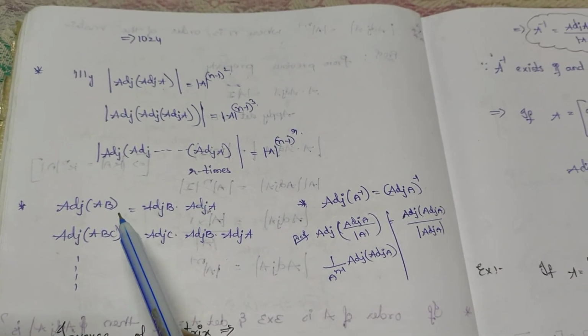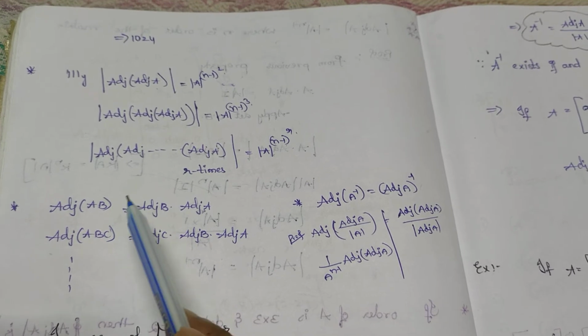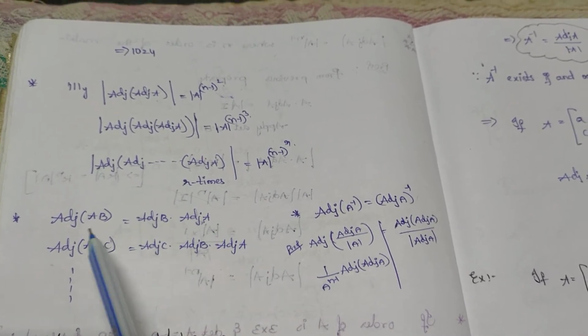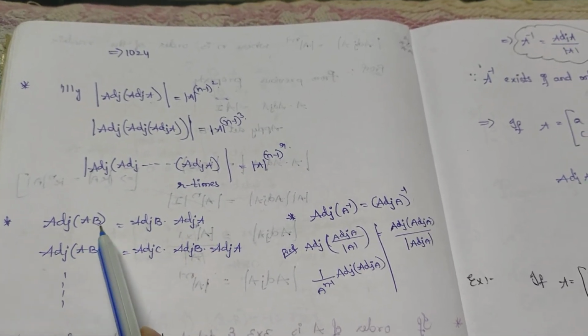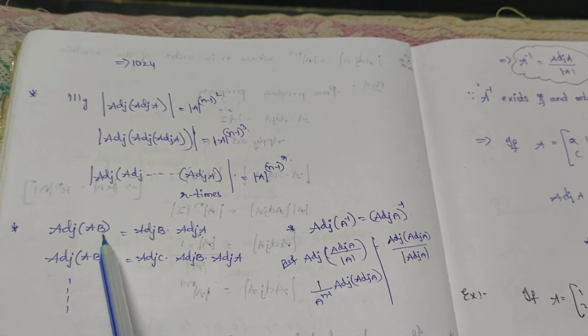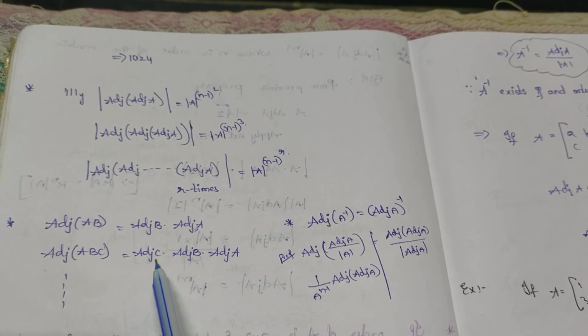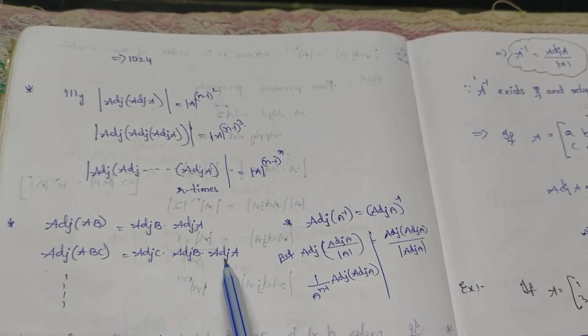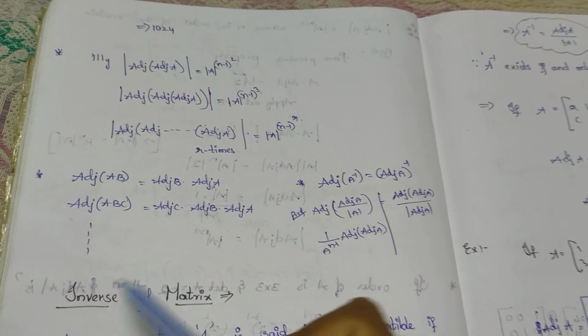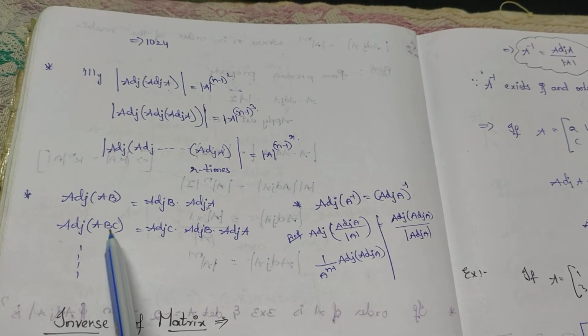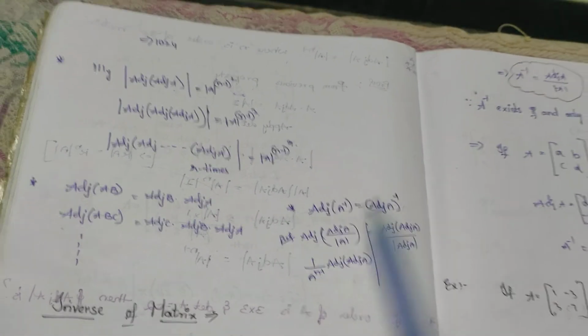Same like (AB) transpose is B transpose into A transpose, no? Same like adjoint of AB is nothing but adjoint of B into adjoint of A. First B matrix, after that A matrix. Next, similarly, adjoint of ABC is adjoint of C, adjoint of B, adjoint of A. Okay, and so on. It is any number of matrices we can take.